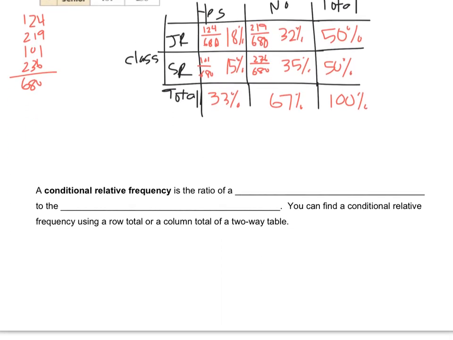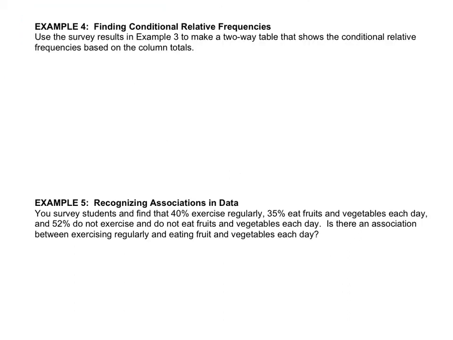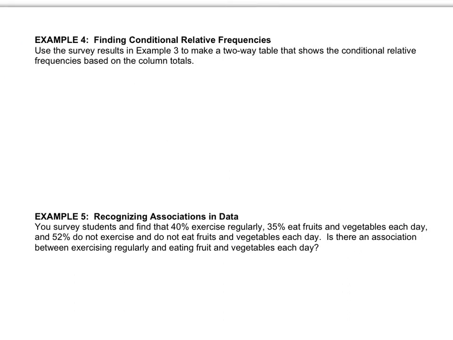A conditional relative frequency is the ratio of a joint relative frequency to the marginal relative frequency. You can find the conditional relative frequency using the row total or the column total based on what the question is asking. So let's look at that. They want us to use the survey results from that last example to make a two-way table that shows the conditional relative frequency based on the column totals.